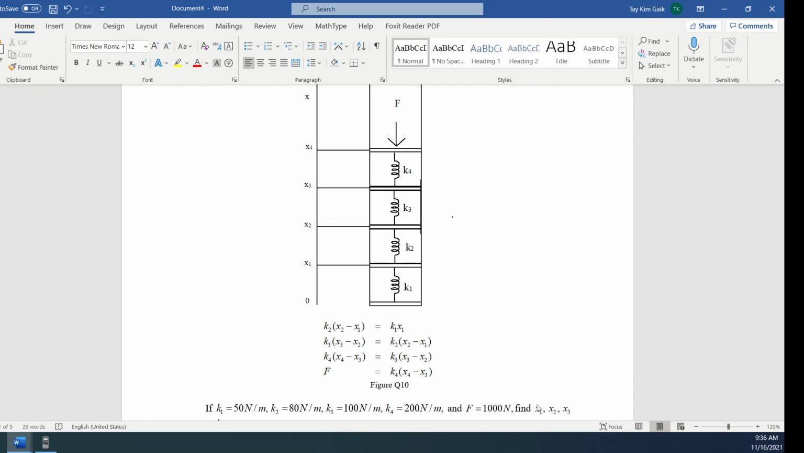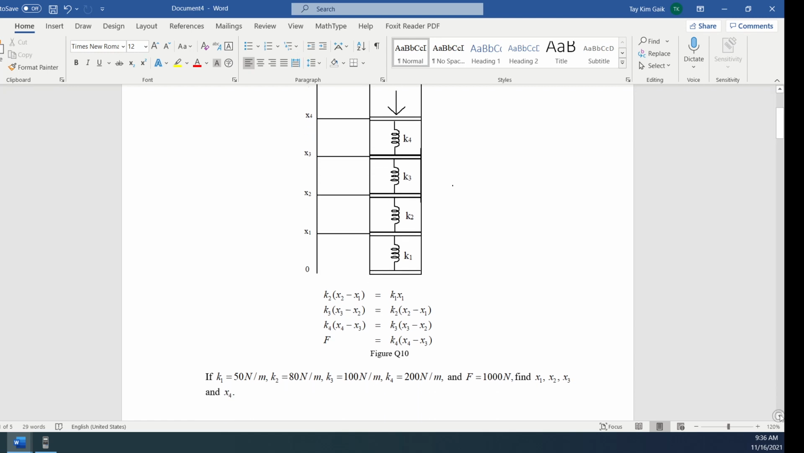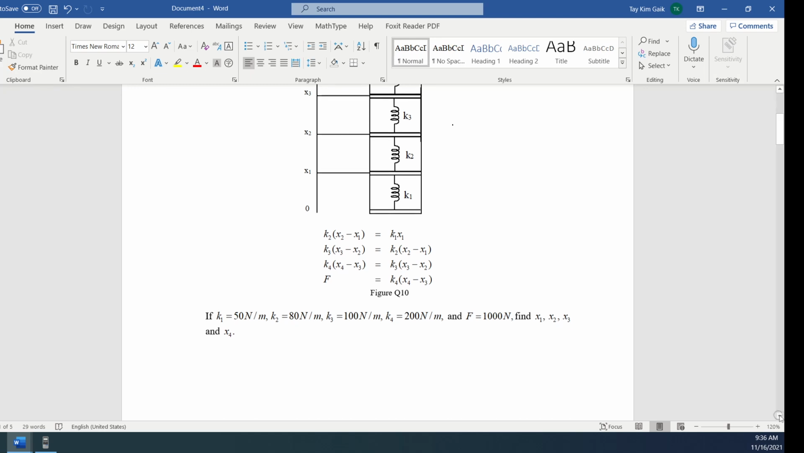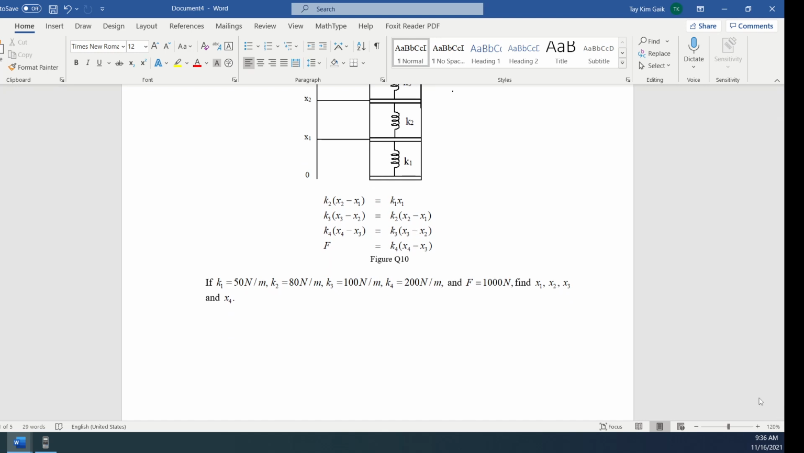So 1, 2, 3, 4. Then you just need to plug in the values of K1, K2, K3, K4, and F. We form a system of linear equations with 4 unknowns. Then you just need to plug in the value of K2, which is in Newton per meter. So you plug in K2: 80 times (x2 minus x1). K1 is 50, so 50 x1.